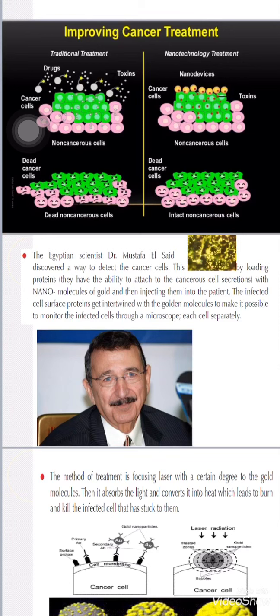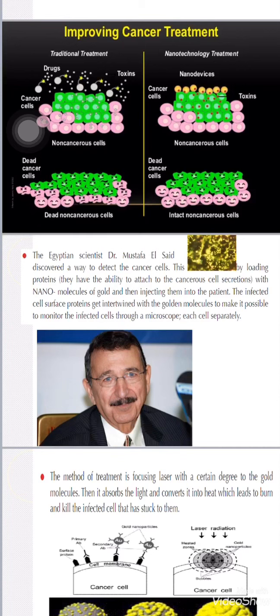But again, what does the nanomolecule of gold do? The nanomolecules of gold are used to help me see the cancer cells, or help me track the cancer cells in the microscope. Again, the cancer cell produces a lot of secretions, okay? And some proteins attach to these secretions. So Dr. Mustafa brought these proteins and loaded them with gold nanomolecules.